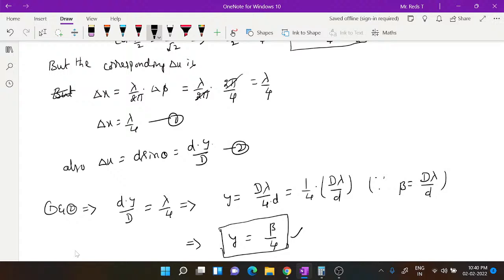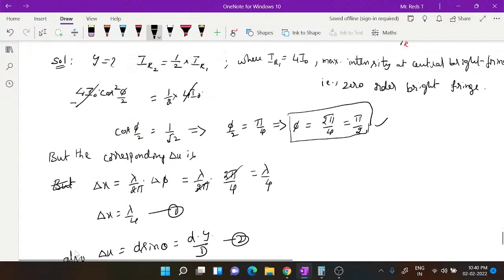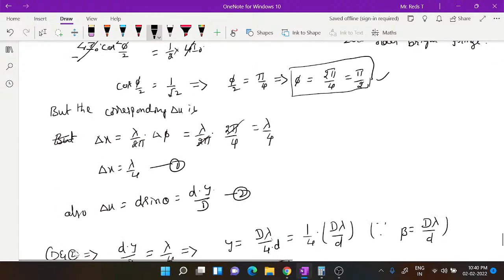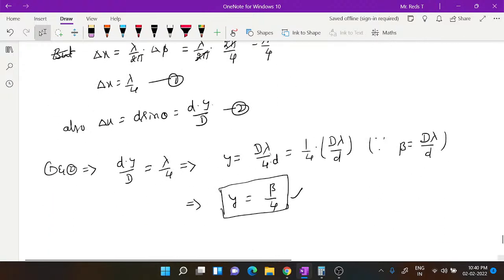But here D lambda by d is nothing but the fringe width. We know that beta is equal to D lambda by d. If you substitute beta here, then you will get y is equal to beta by 4. This is the minimum distance on either side of the bright fringe, where the resultant intensity falls to half of the maximum intensity. Okay, that is how you have to understand this. So I'm winding up the session now. Take care everyone. Bye.